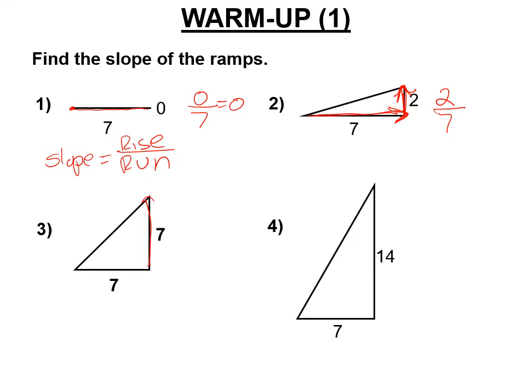This one goes up 7 and runs 7, which is a slope of 1. And we learned yesterday when you see that, that's a 45-degree angle. And this rises up 14 and runs 7. And so we always simplify a fraction, so that is a slope of 2. So how are we going to use that today?